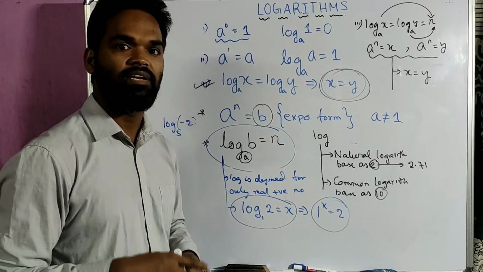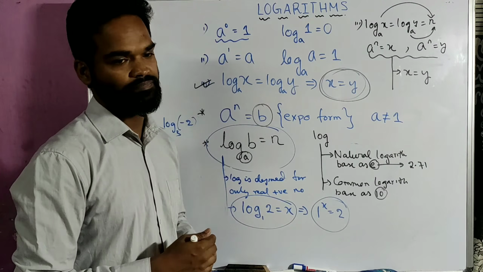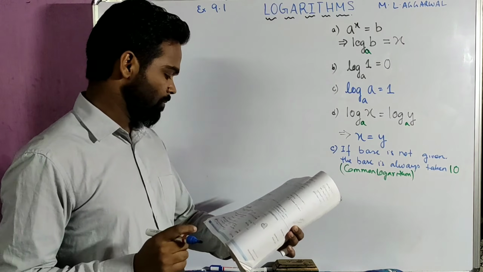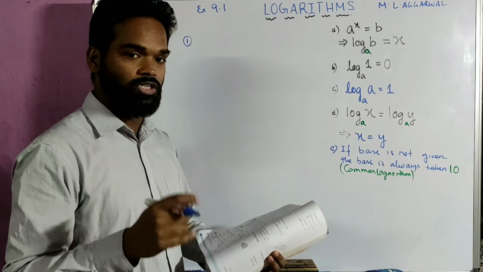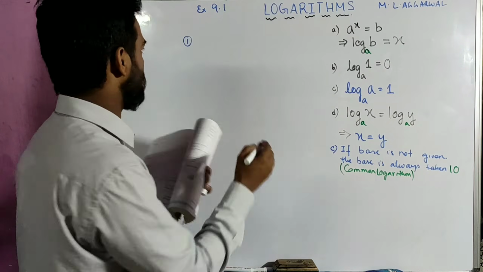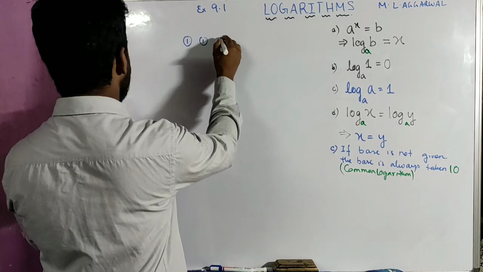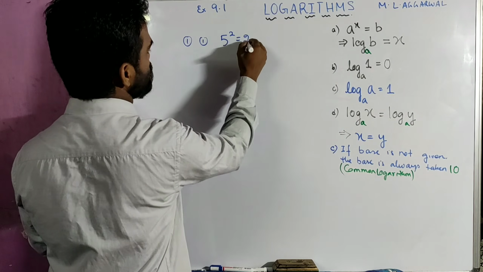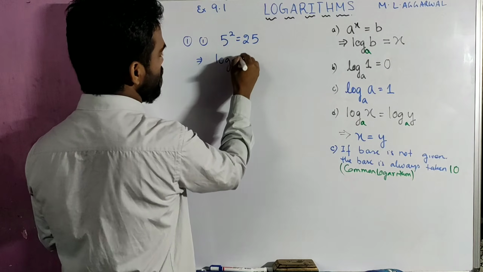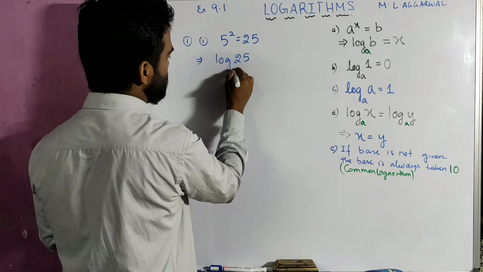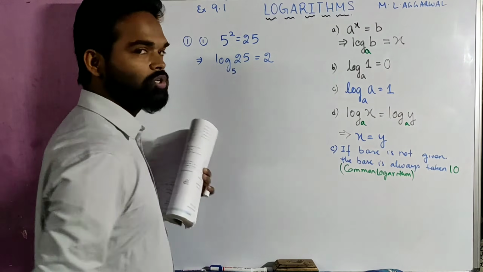There are more properties which we'll discuss later. Now look at exercise 9.1 from R S Aggarwal. The first sum, you have to convert it into logarithmic form. They have given an exponential form. For example, 5 square equals 25. So in log form, how can we write this? Log of 25, the base becomes 5, is equal to 2.